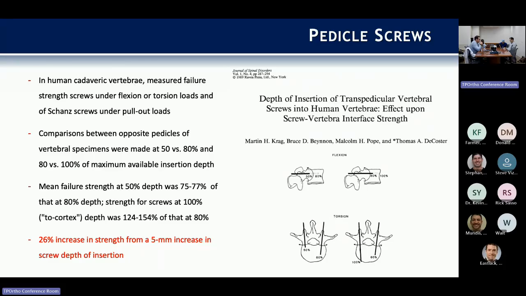So at 100% insertion depth, the screws had up to 150% greater pullout strength compared to an 80% depth. And every 5 millimeter increase in length added about 26% in strength. So this, again, maximized the screw length when possible within the anatomic constraints. And there definitely is a time where you ask how strong is strong enough. This study didn't look at that, but it does show us that you get as much depth as you can while being safe.